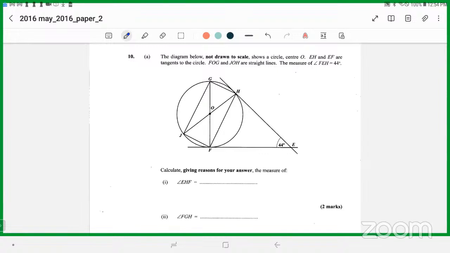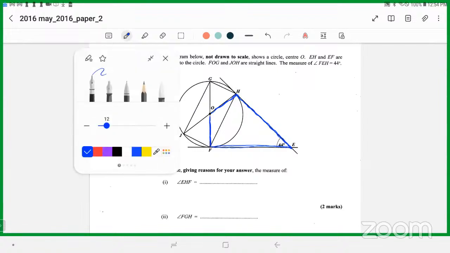All right, the question says, the circle has center O. EH and EF are tangents. So we have two tangents from a single external point here, guys. The two tangents rule question. And those two tangents, they are coupling up with these two radii. This one and this one. Let's just identify some of the things from now.